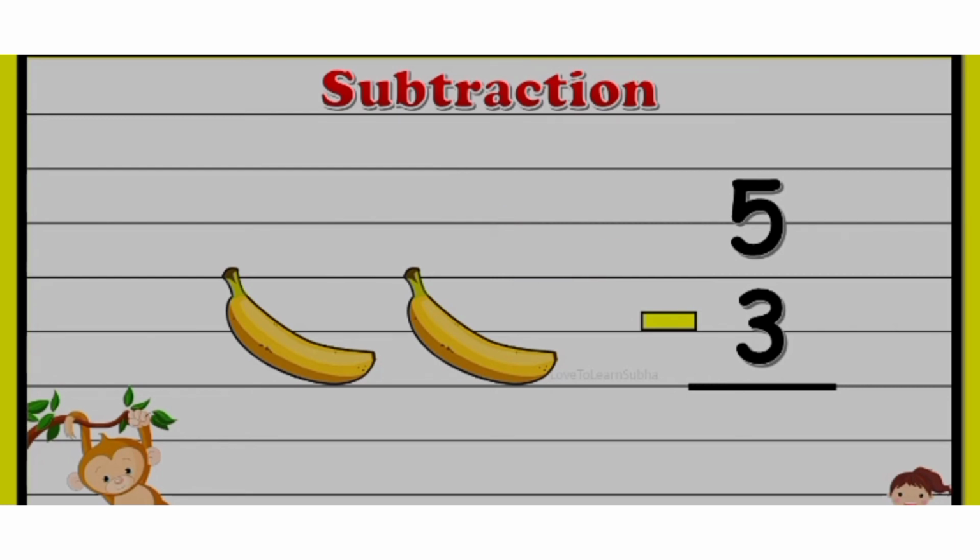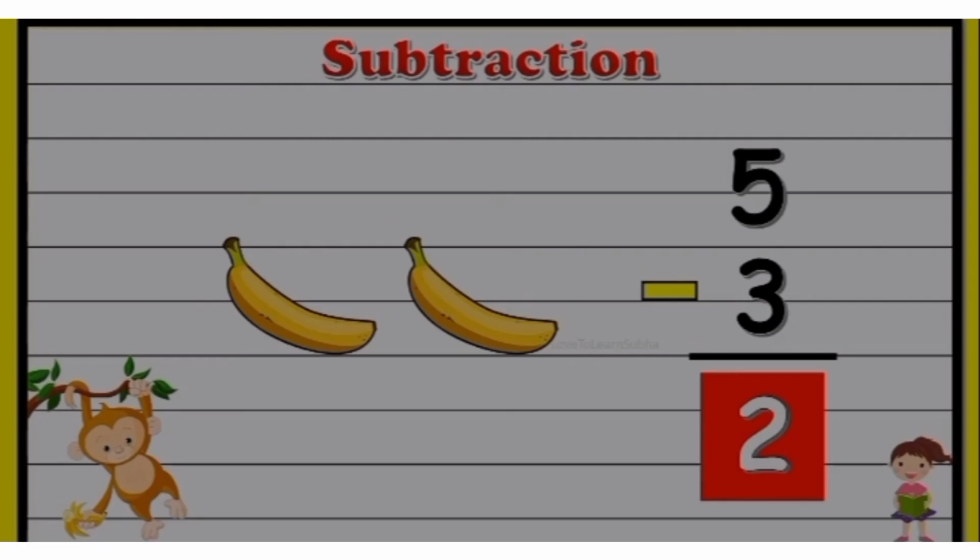And how many bananas do we have remaining? We have 1, 2. We have 2 bananas. The balance is 2.